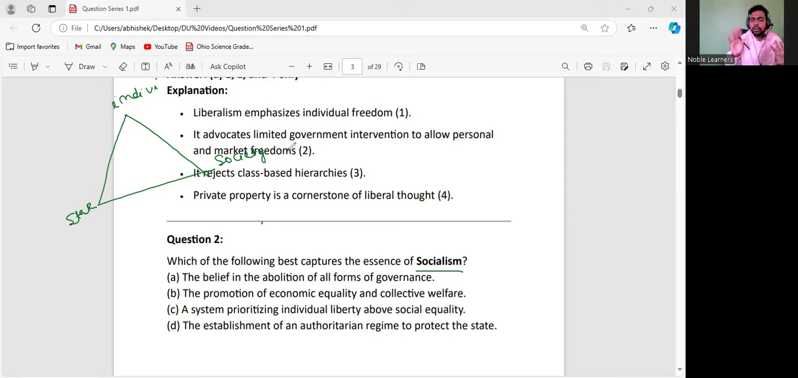So ideology cannot be proven. Ideology is all about the belief system. If you focus on the arguments of liberalism, they make sense. The arguments of socialism also make sense. The argument of Marxism also makes sense. So it is up to you what you support, what you trust. Ideology is about belief. It is not about practically proving something. It's about religion. Religion is also ideology, according to some scholars.